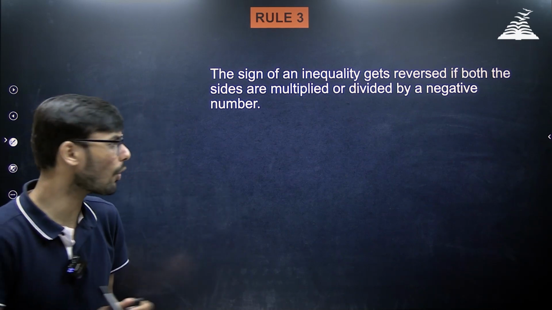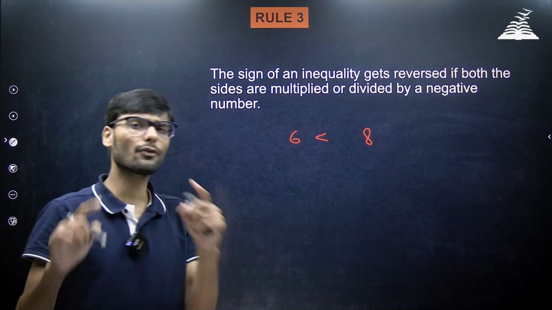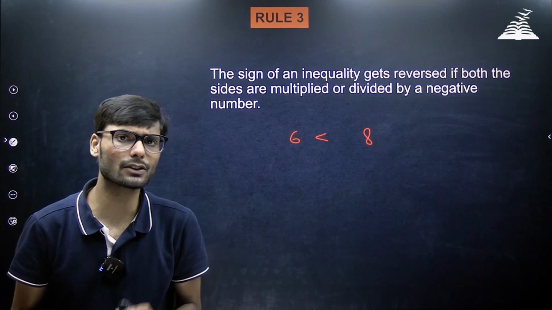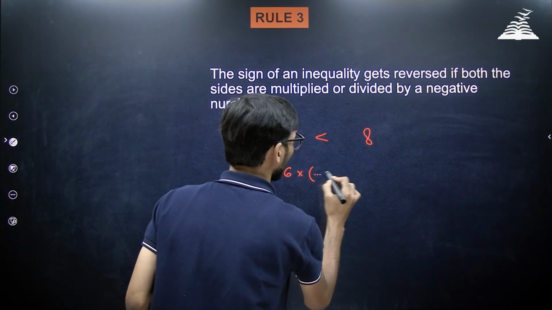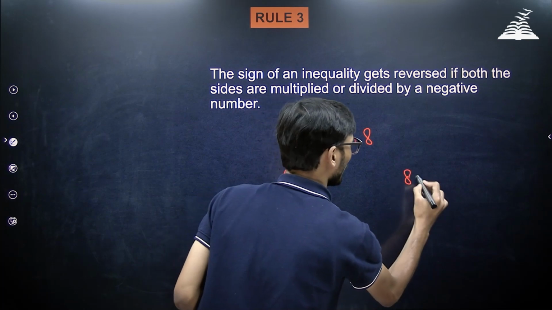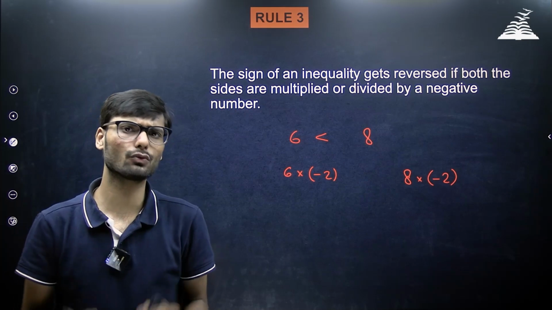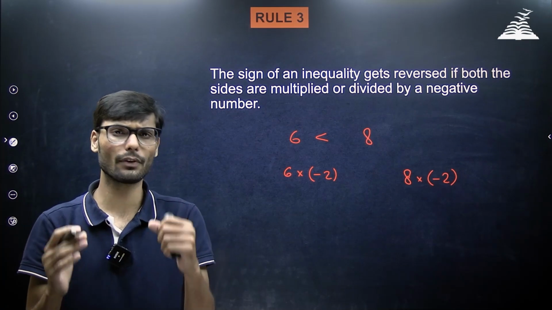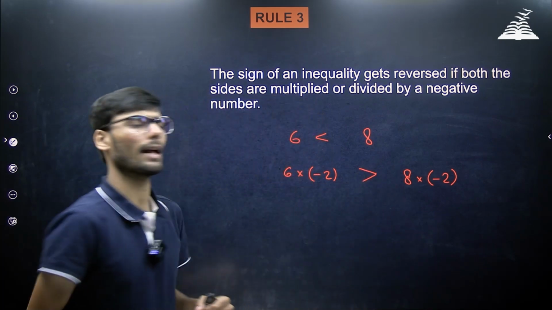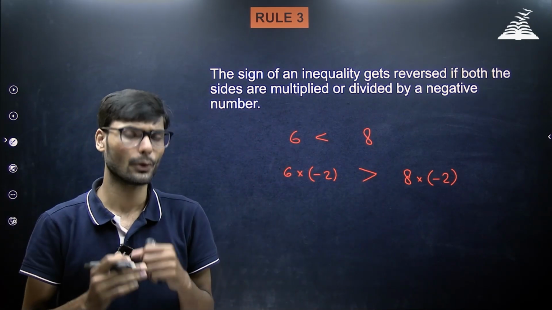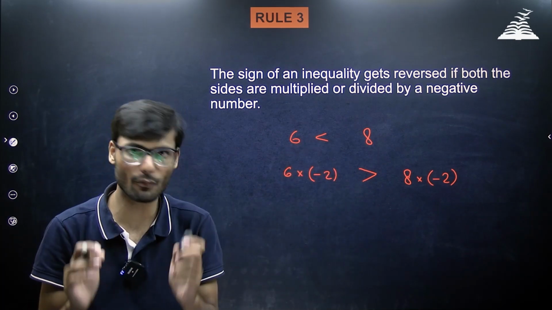For example, we all know that 6 is less than 8, right? Now if you multiply both the sides by minus 2, 6 into minus 2, what do you get? You get minus 12. And 8 into minus 2, what do you get? Minus 16. Which one is bigger, minus 12 or minus 16? Obviously minus 12 is bigger. So we need to put the inequality in this way, right? So you see the inequality sign is getting reversed, right?